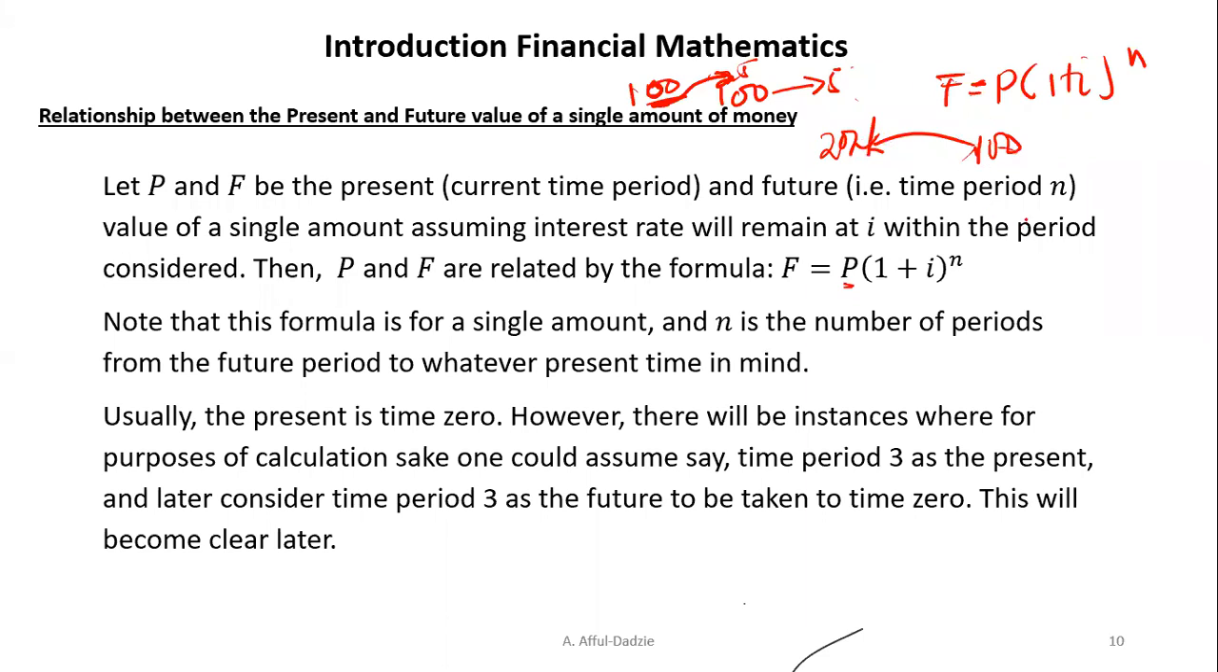So if that is the case, then we can find an expression. We just want P to stand on its own. So this would be P equals F over (1 + i)^n. And this would tell us what the present equivalent of a certain future sum would be. So the relationship between the present and the future value of a single sum is fully established here in this expression.